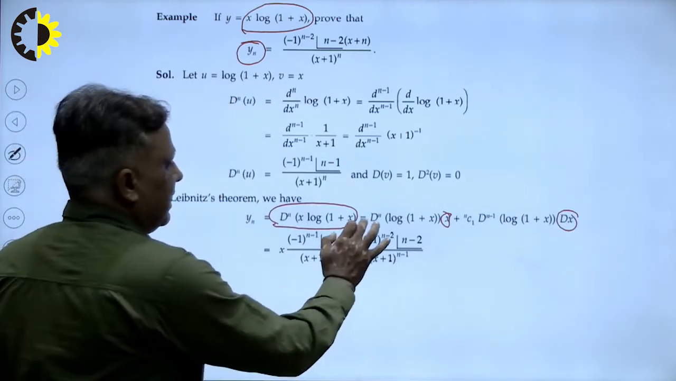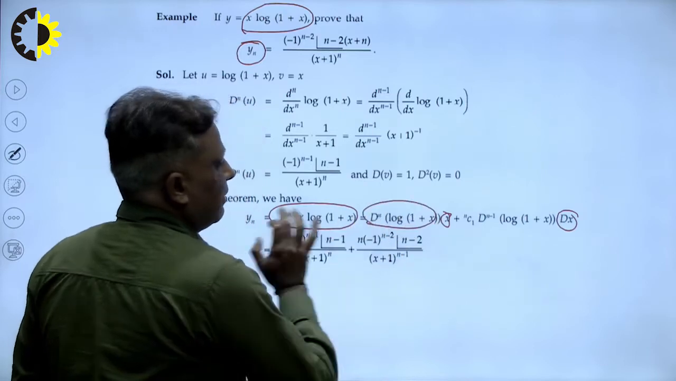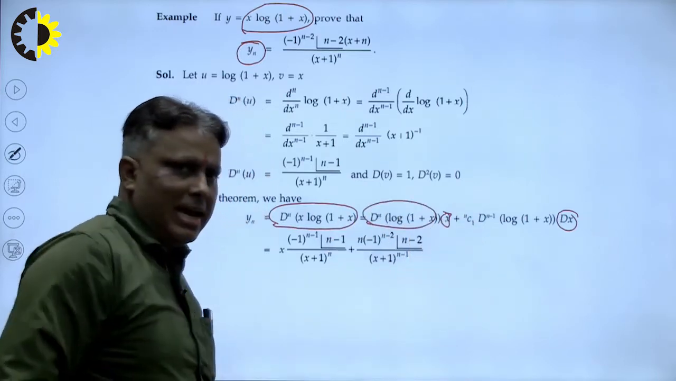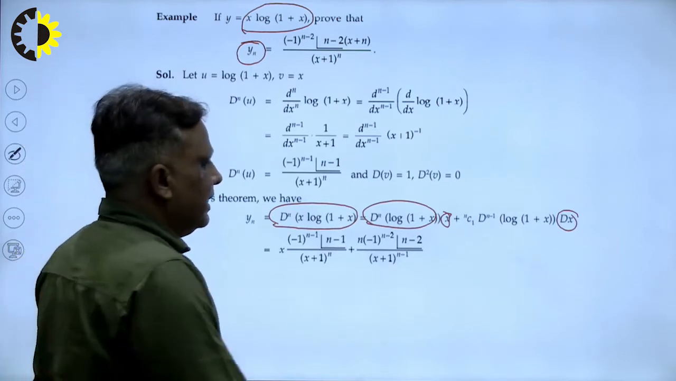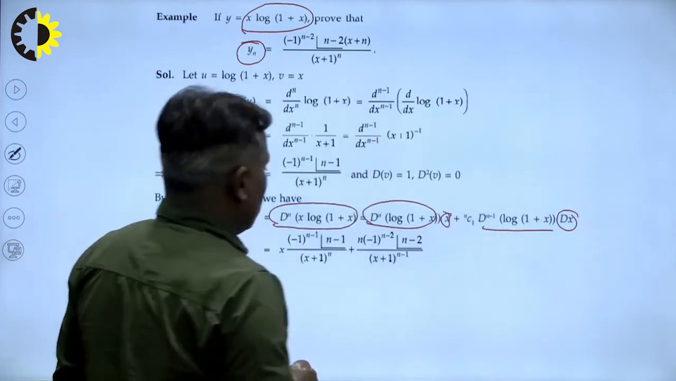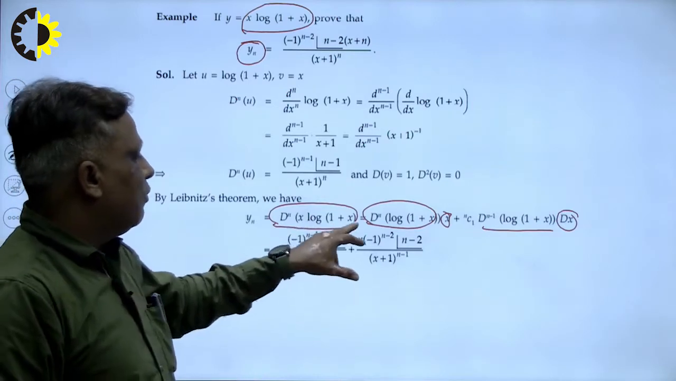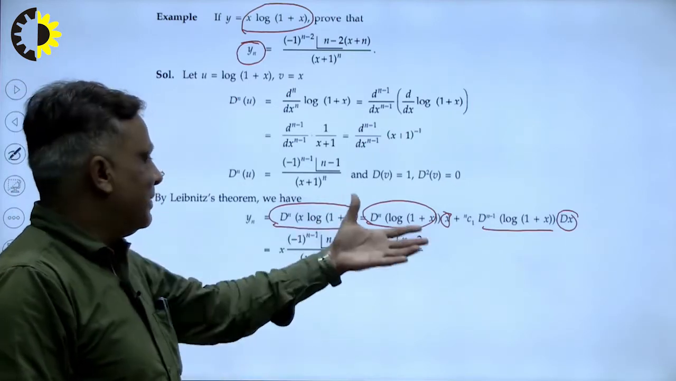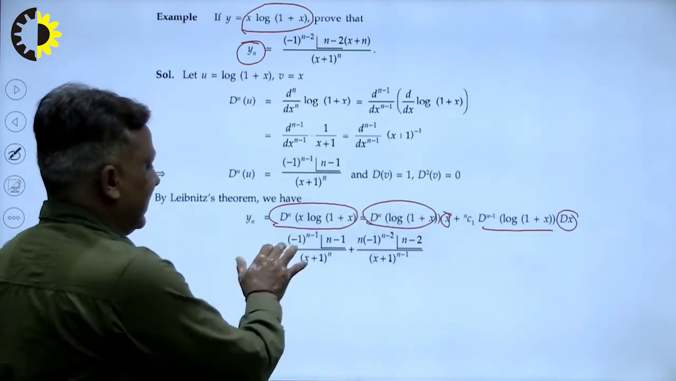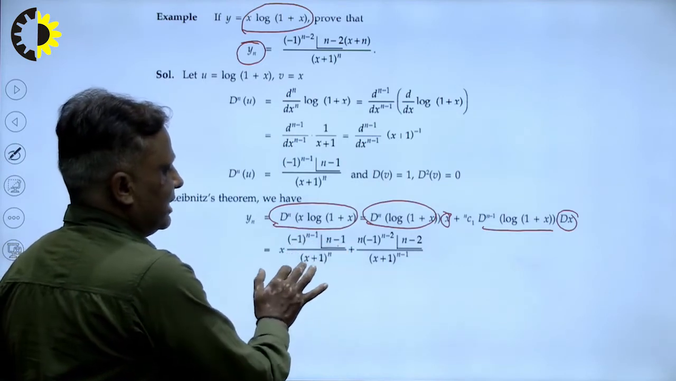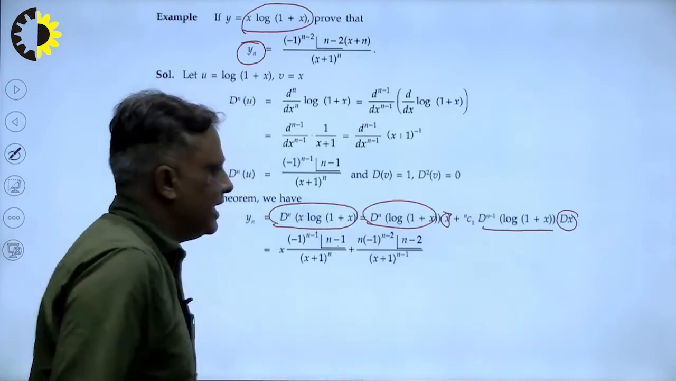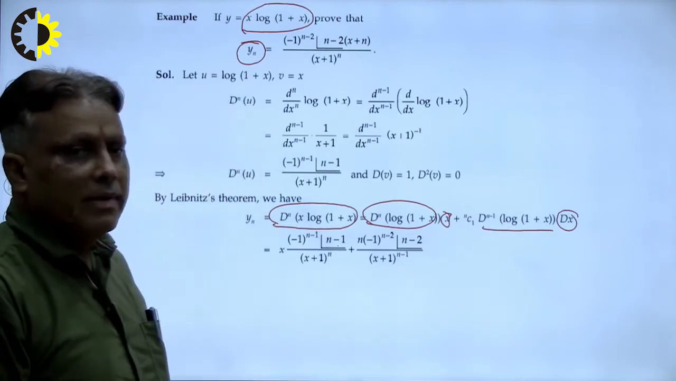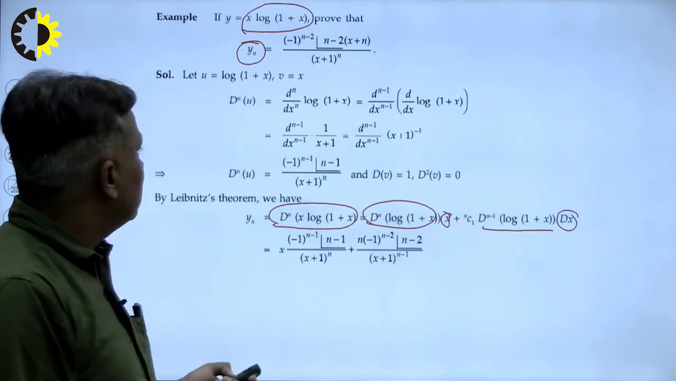So I write here the nth derivative of log(1 plus x), nC1 means n; students can use nC1 or use only n, right? Now the question is, what is the nth derivative of log(1 plus x)? I explained in the previous lecture: (-1) raised to the power n minus 1, factorial n minus 1, upon (x plus 1), right? In the same way I write here on this side. So in this way we can use the result in our problem.